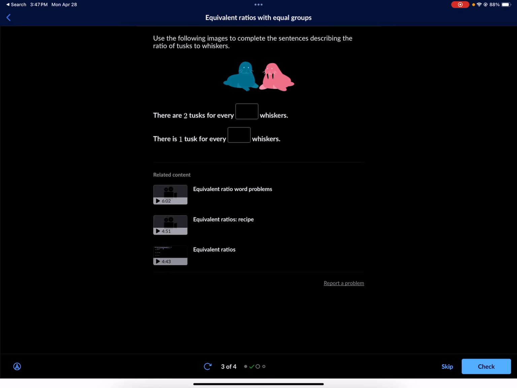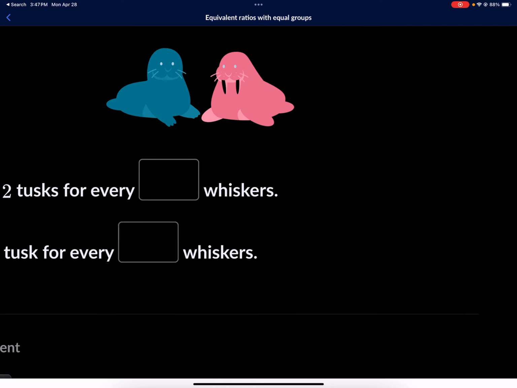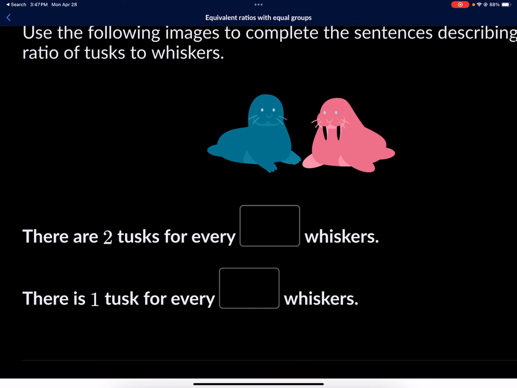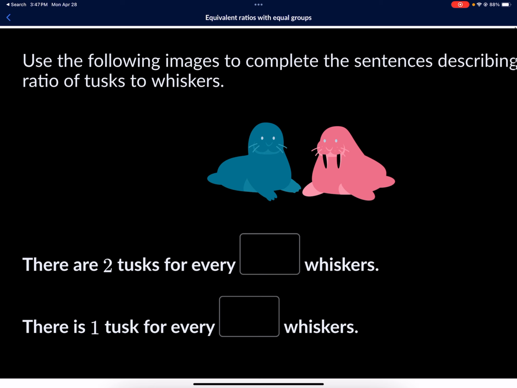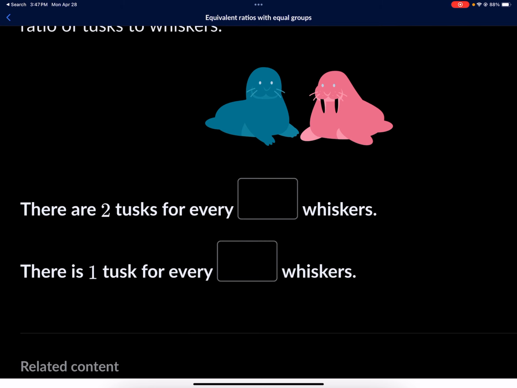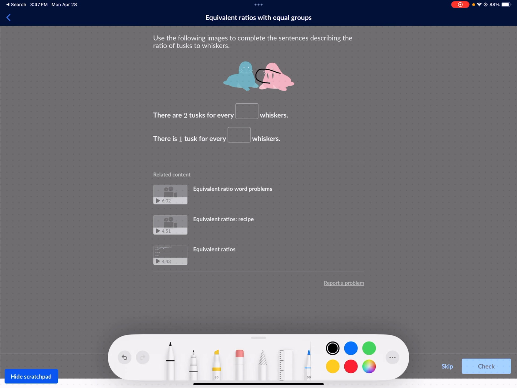Okay, use the following images to complete the sentences describing the ratio of tusks to whiskers. There are 2 tusks for every blank whiskers. So let's take a look at this closely. So what are tusks? Well, tusks are these. Let me just circle it. They're these things, the black things. So we have 2 tusks already.